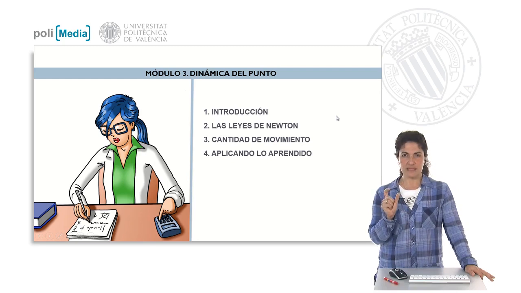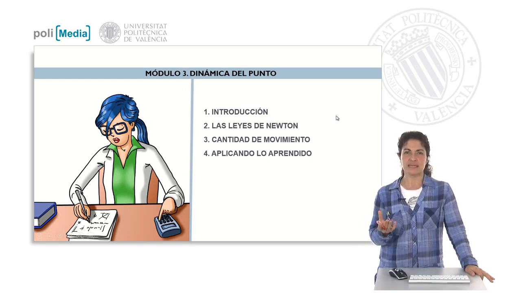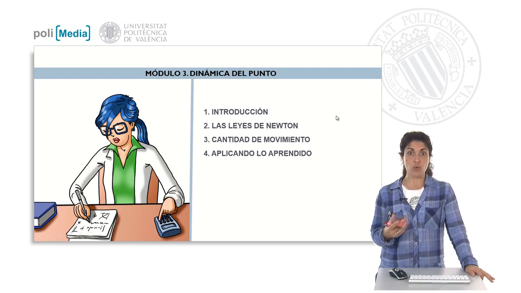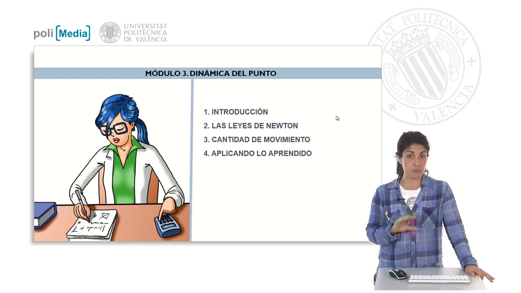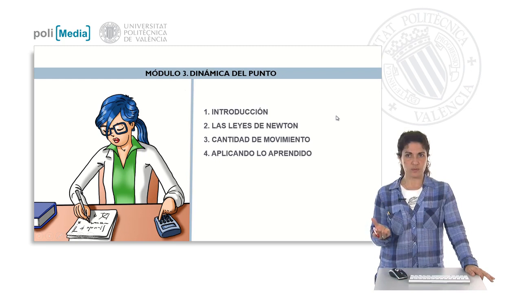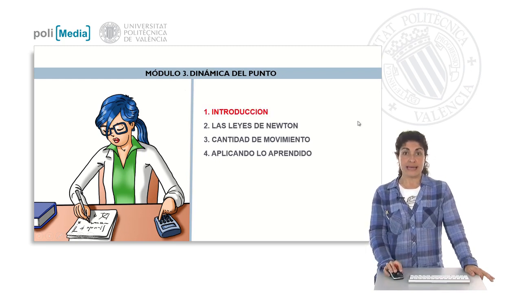In this module, we are going to change the approach a little bit. We are going to continue analyzing the motion of the bodies, but now we are not going to worry only about describing that motion. We are going to worry more about analyzing why. What are the causes of the state of rest or motion of the bodies? We are going to focus on that.